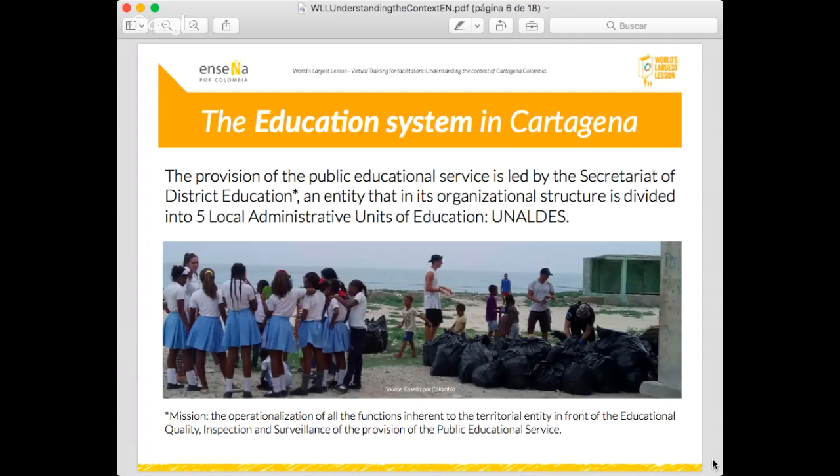About the education system, it is mainly provided by the Secretariat of Education. At national level there is the Ministry of Education, and the department is Bolívar. Internationally these are known as states, but in Colombia we call them departments. The Secretariat of the District of Education is the one managing all of the public education service in Cartagena.